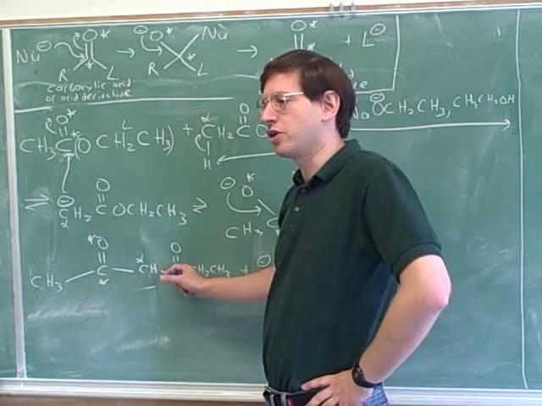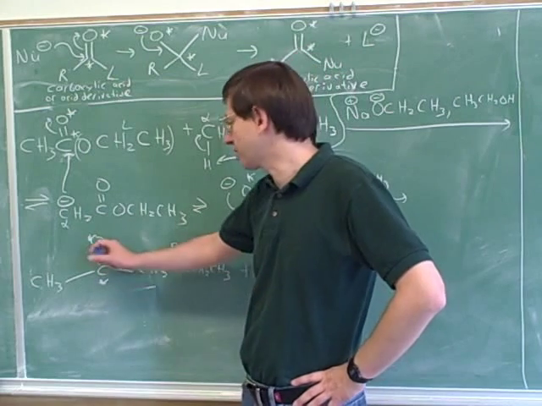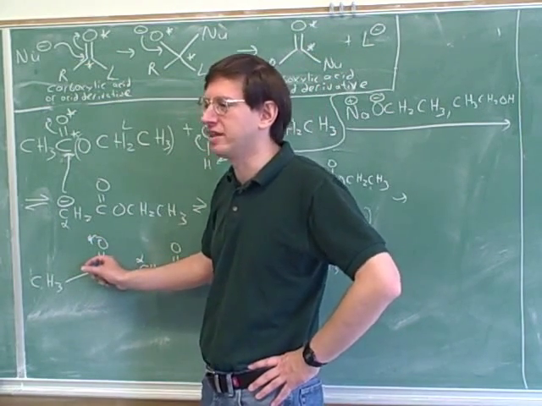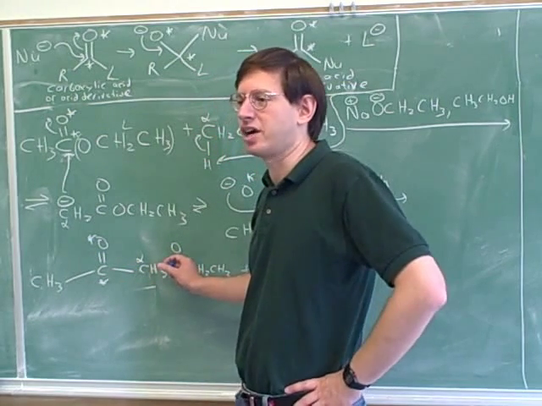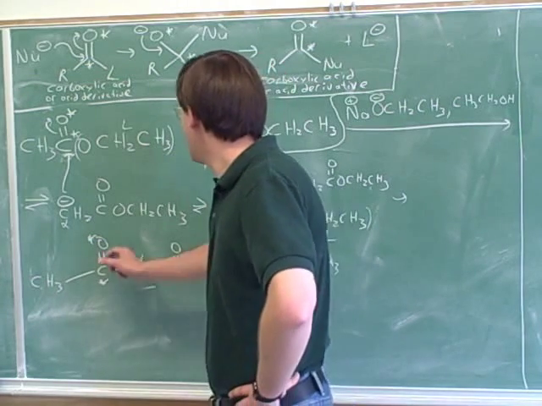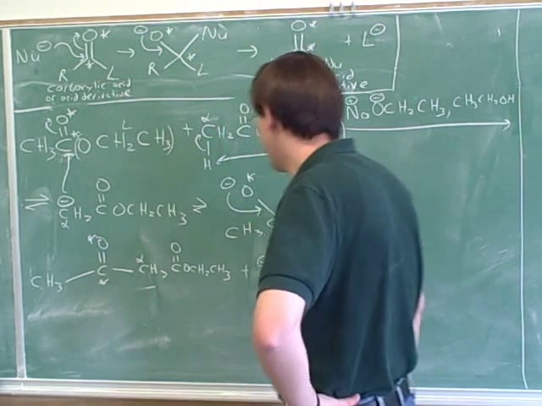Why don't I have any asterisks over here? Because this is not the carbonyl that acted like the electrophile. I'm only asterisking the carbonyl that acted like the electrophile, because that's the one that had things happening to it. It was attacked and then it reformed. Nothing is happening to this carbonyl. It's just helping to stabilize the enolate over here. All right, and so now we've kicked off this L group and replaced this with something else.